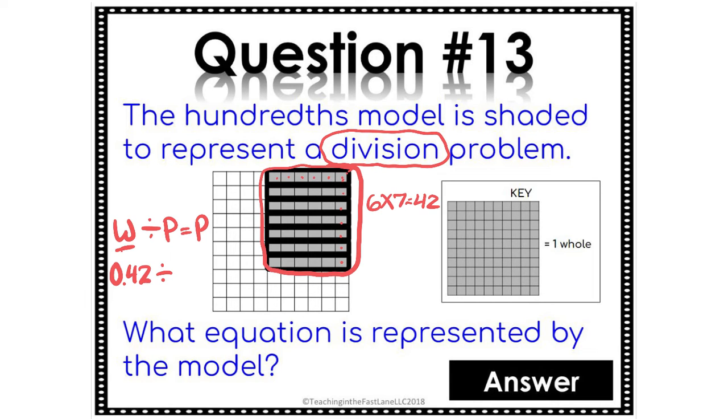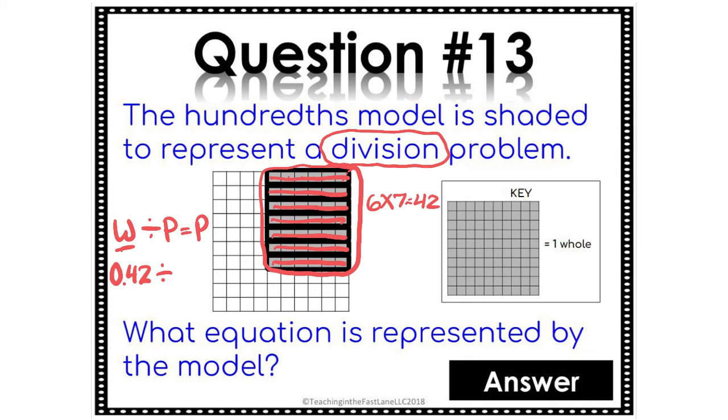Divided by, well, what is it being split into? Well, I've got 1, 2, 3, 4, 5, 6, 7 groups. So we're dividing by 7. Now for the answer, it's what's in each of those sections. What's in each of those 7 pieces.